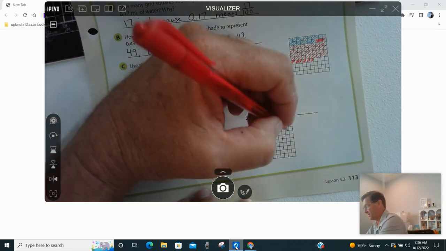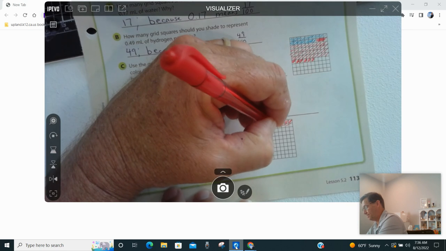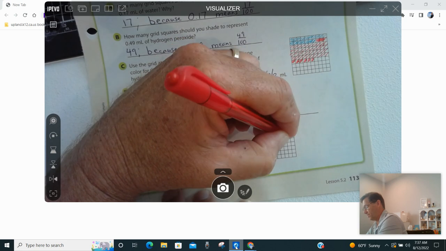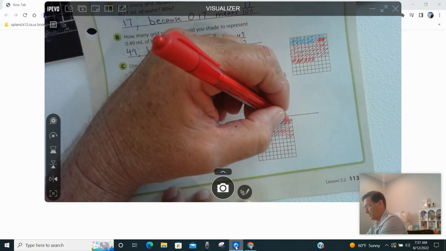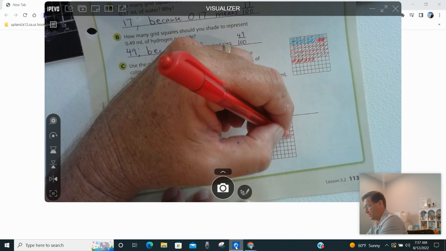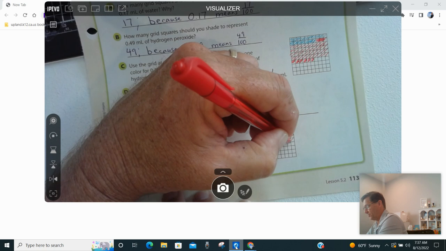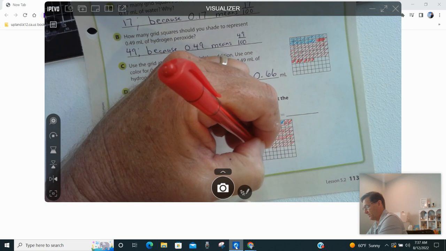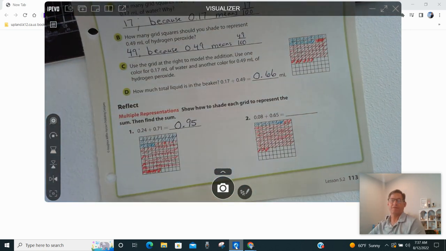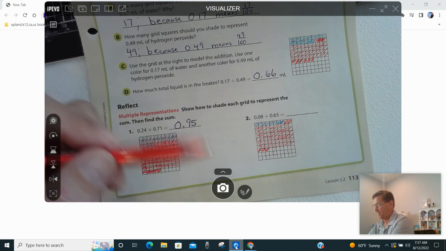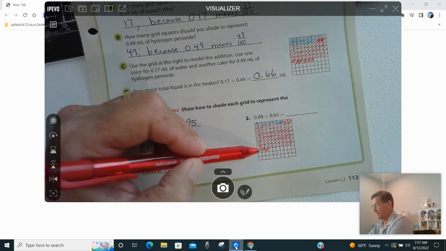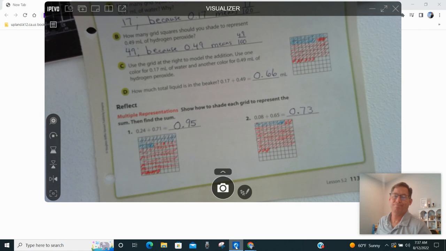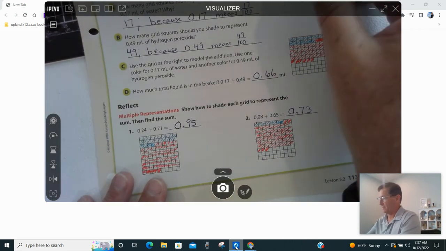And then 65 hundredths. So we have 2, 12, 22, 32, 42, 52, 62, 63, 64, 65. Okay, so how much is 65 hundredths plus 8 hundredths? 10, 20, 30, 40, 50, 60, 70, 3 hundredths. Okay, so that's how we modeled the decimals.